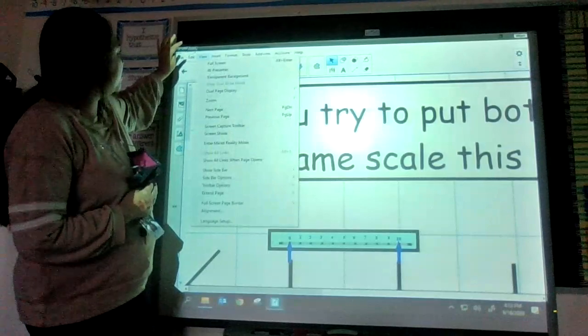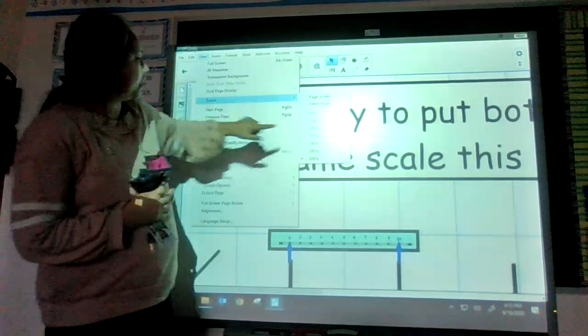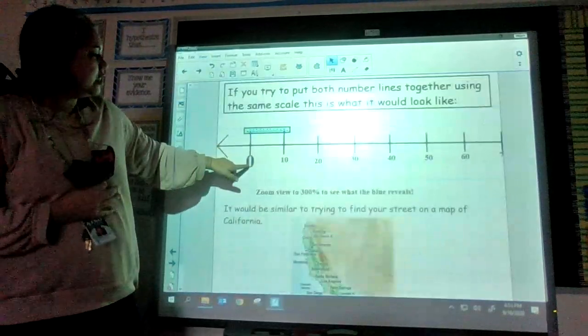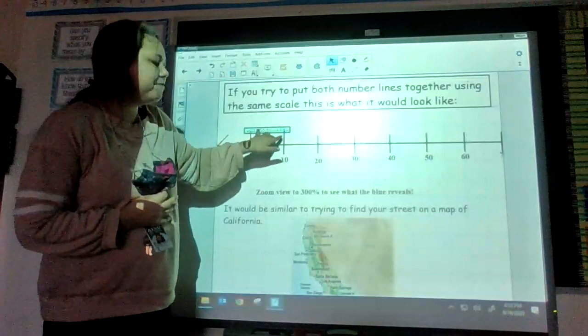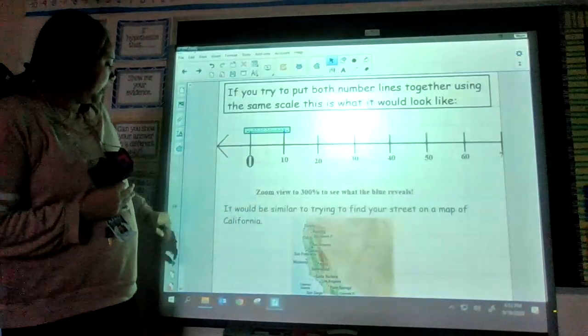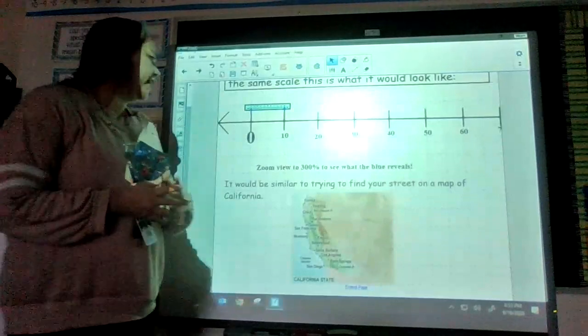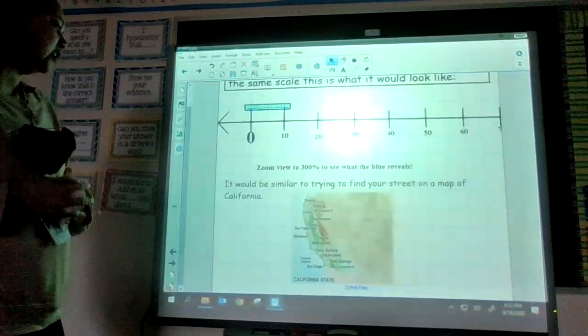Let me go back to view, zoom back to regular. Those numbers 1 through 10 fit in between 0 to 10. So when I look down here, it is like it would be similar to trying to find your street on a map in California.